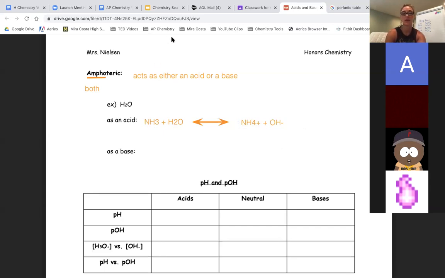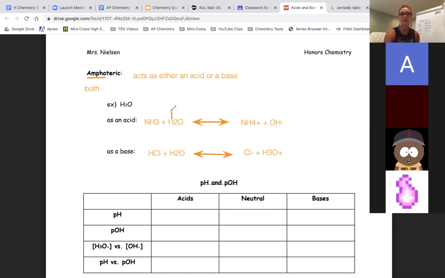Water acting like a base, well, if you put water with an acid like HCl plus H2O, we end up with H3O plus and Cl minus. Okay. So if you follow the hydrogen, this is what acid-base chemistry is all about: follow the hydrogen.